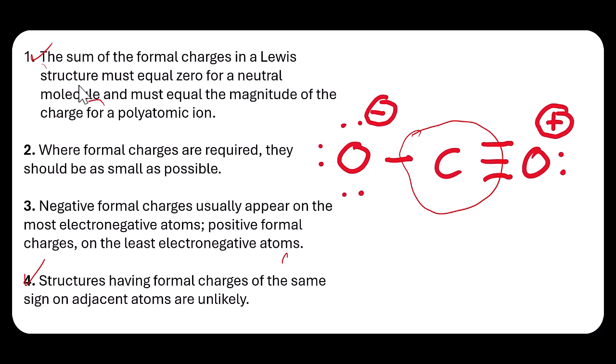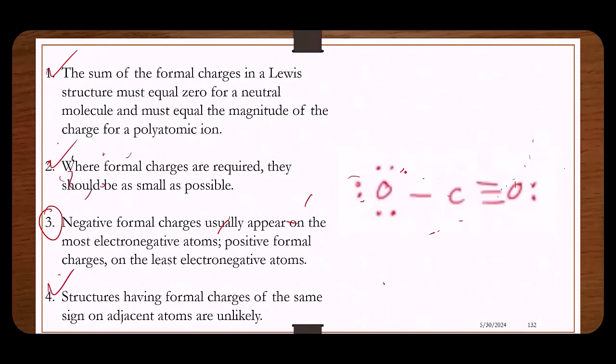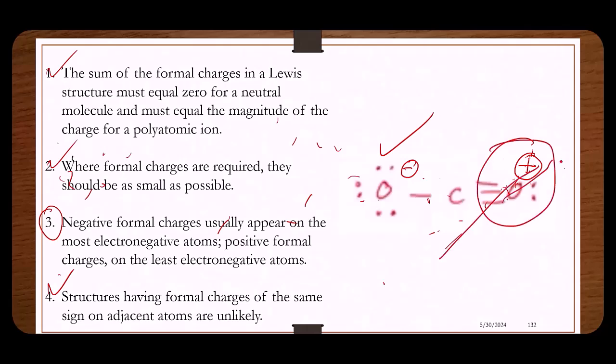It says structures having formal charges of the same sign on adjacent atoms are unlikely. So on the left, we have an oxygen that's negative, and on the right, we have an oxygen that's positive. In the center, where the carbon is, this is a neutral carbon. So this would make it impossible for two atoms of the same formal charge to be next to each other. So this checks out. When we review this molecule, a formal charge of -1 on the left oxygen would check out, but the right oxygen, where it has a positive formal charge, does not check out. This does not make any sense.